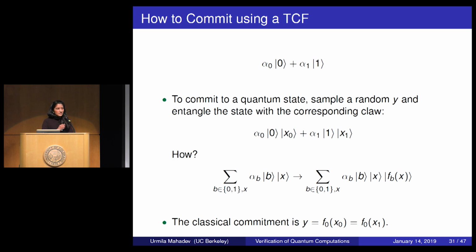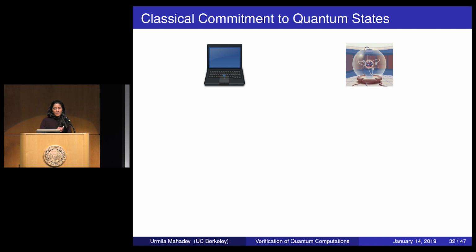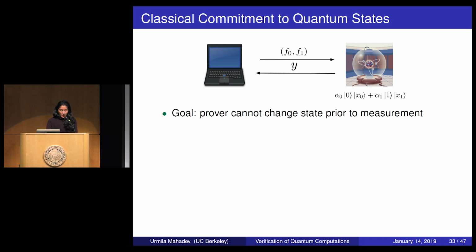So to put everything together, here's the commitment protocol. There's the classical verifier, the quantum prover. The classical verifier sends over a trapdoor claw-free function pair to the prover. The prover commits to a single qubit quantum state of his choice by entangling his state with a claw and reporting the image y back to the verifier. And now, remember, the next step is that the verifier is going to ask the prover to measure his state in either the standard or Hadamard basis, and the prover should not be able to change his state prior to measurement. So why does this type of commitment, intuitively, why should it satisfy this guarantee?